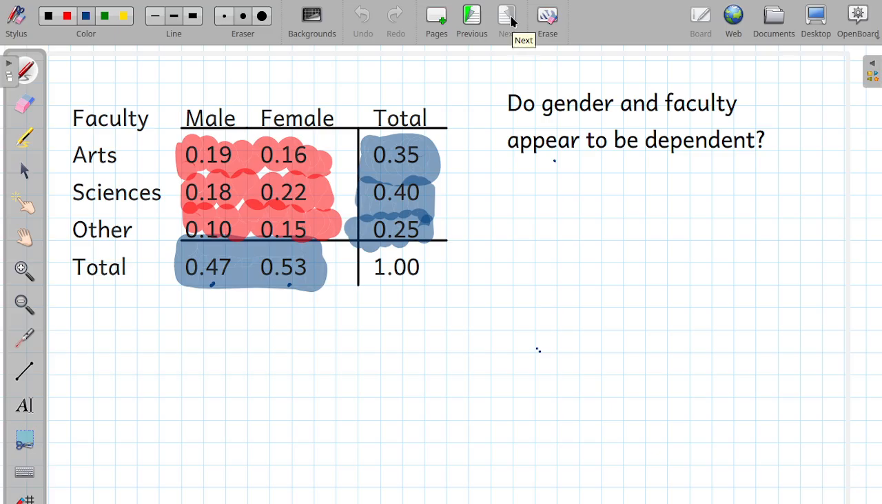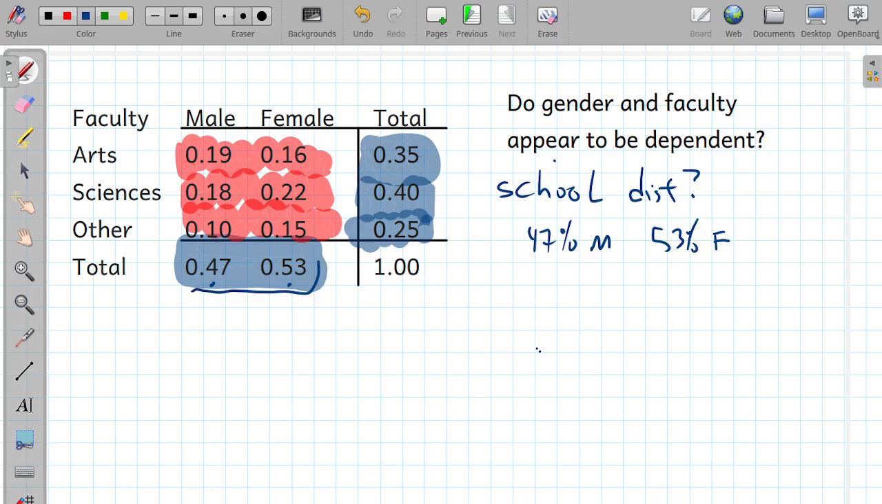Here's a good question. Do gender and faculty appear to be dependent or independent? When we get into the probability section, we'll have a more formulaic way of computing this, but let's take a look at the school distribution first. So what is the population or school distribution? We'll write it as school distribution here. The school distribution is 47% male, 53% female. And I'm getting that from this.